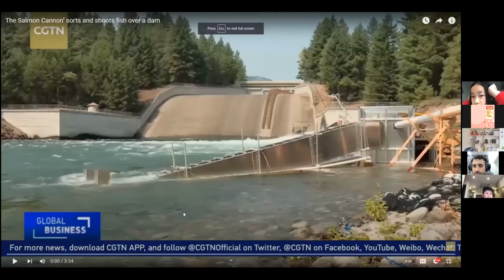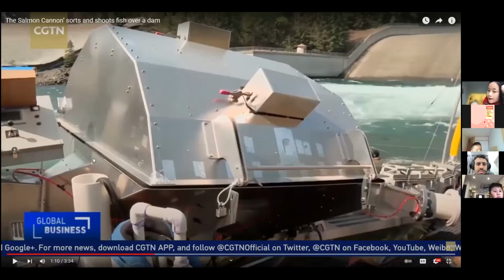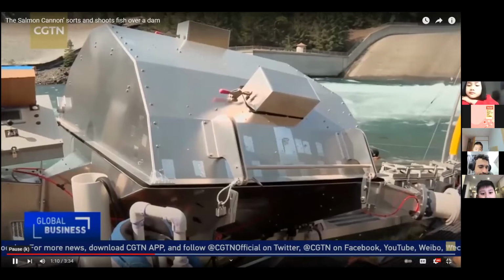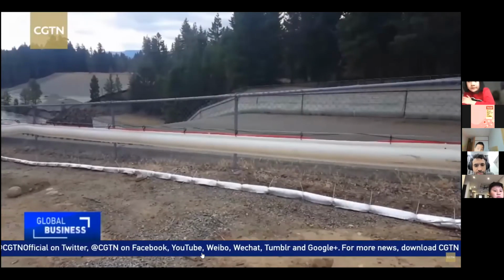There's a scanner, a computer that decides if it's a salmon or not. Like a rocket. Can you guys see that? It was very fast. The wow factor: salmon are shot 45 kilometers an hour through this tube.